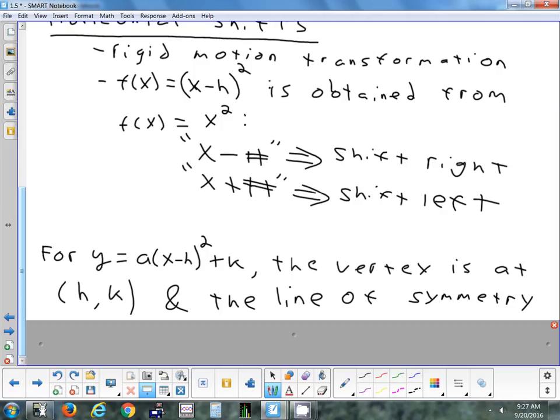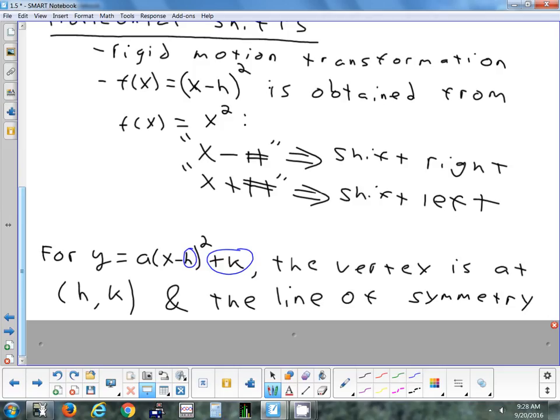If they just give you an equation, and they want you to say, where is the vertex? Look at what H is. Look at what K is, and write that down. That's where the vertex will be: H, comma, K. The trick is that you look at the number after the minus sign for H.